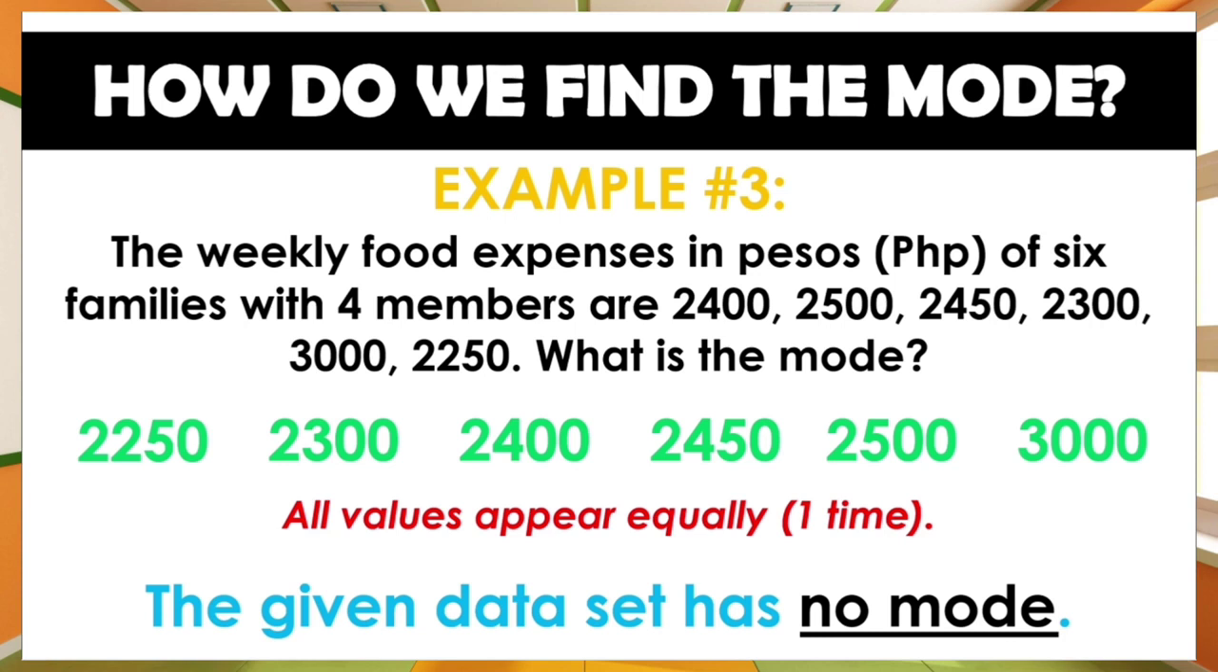Now, what does the data suggest? Since there is no mode, it means that the expenses of 6 families vary or are different from one another.